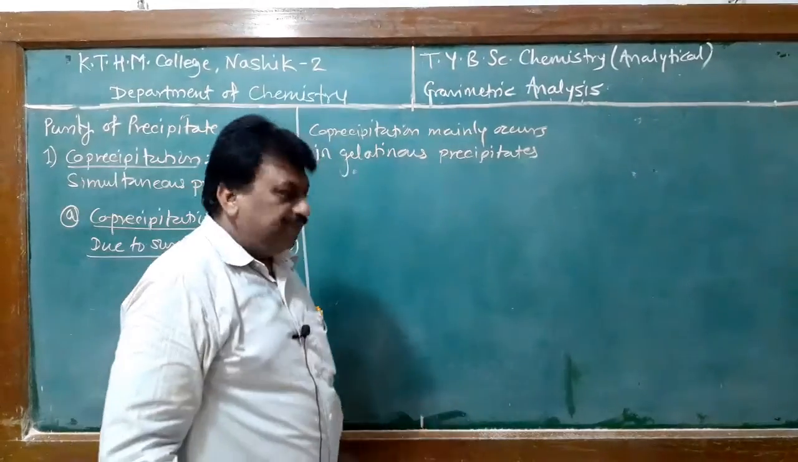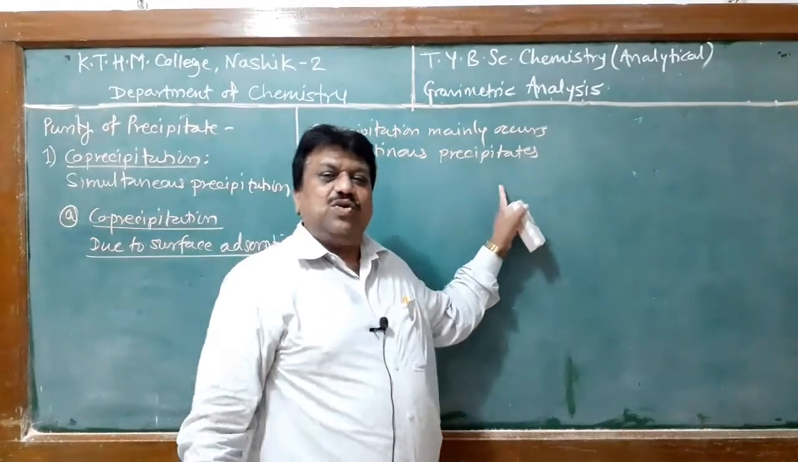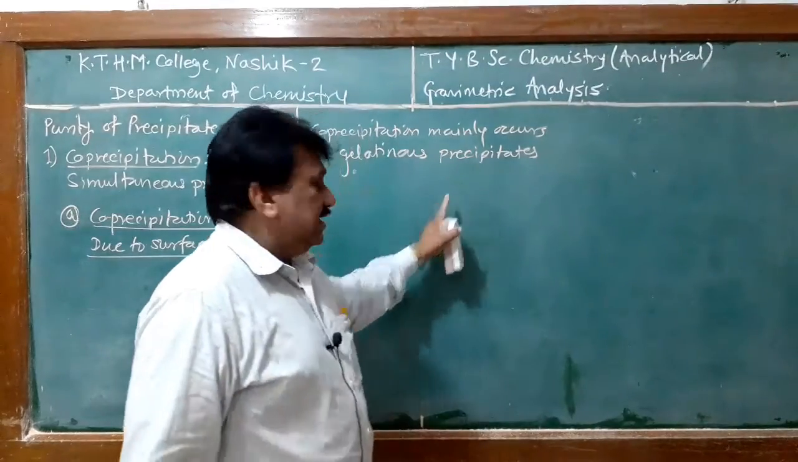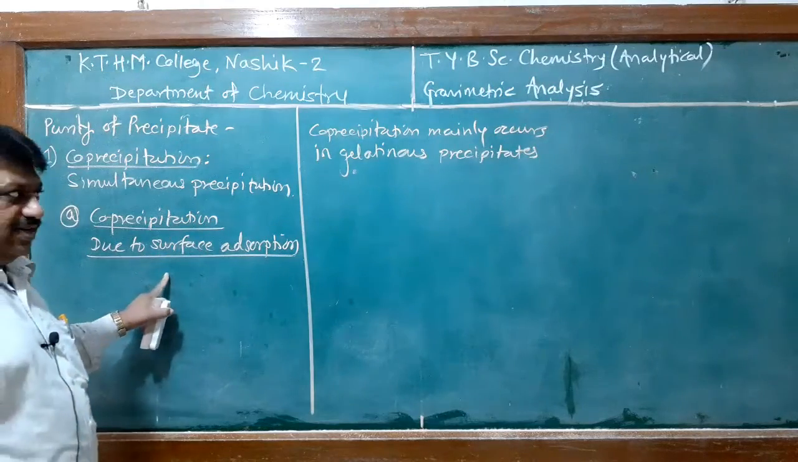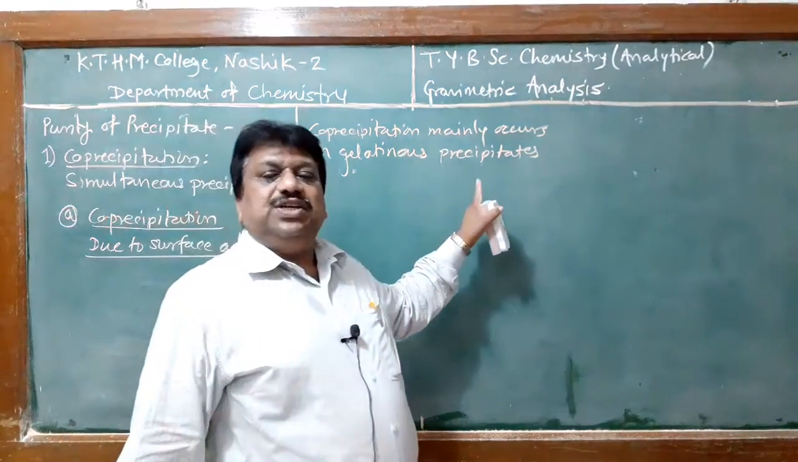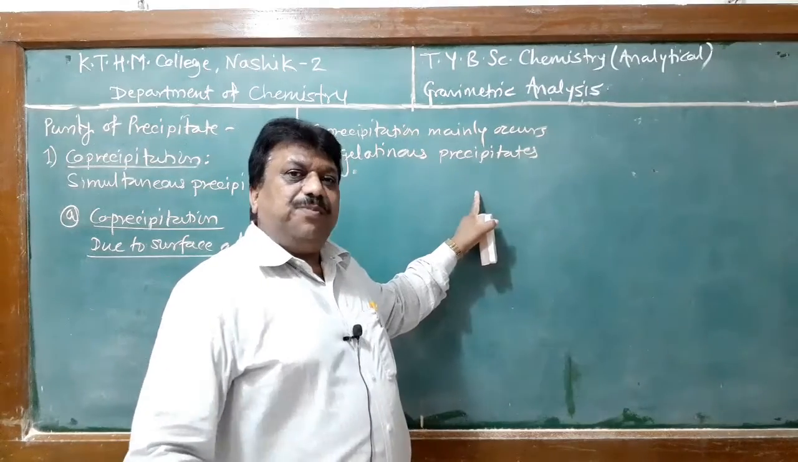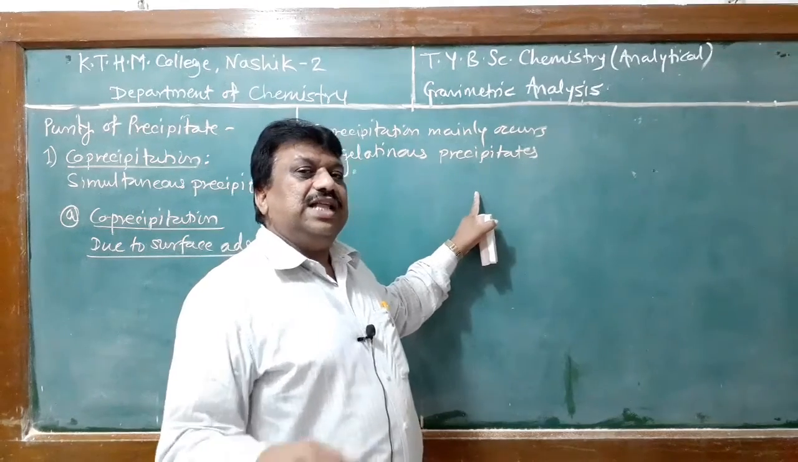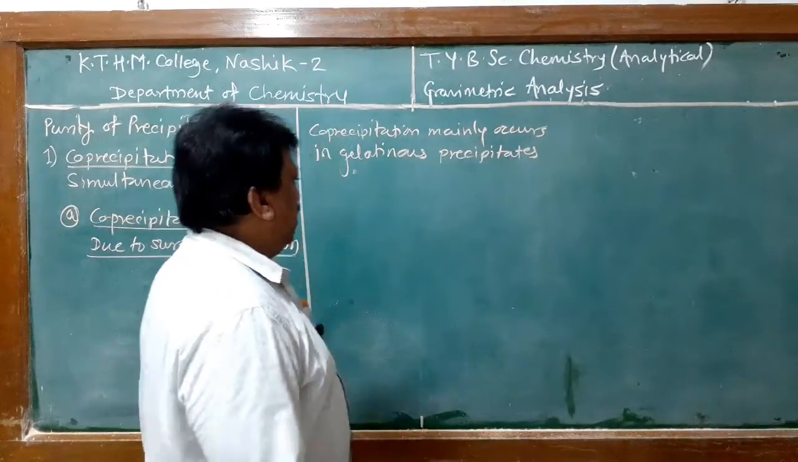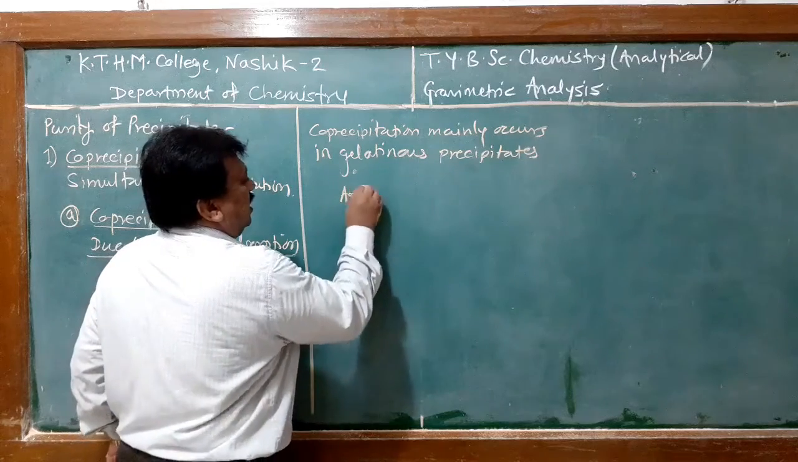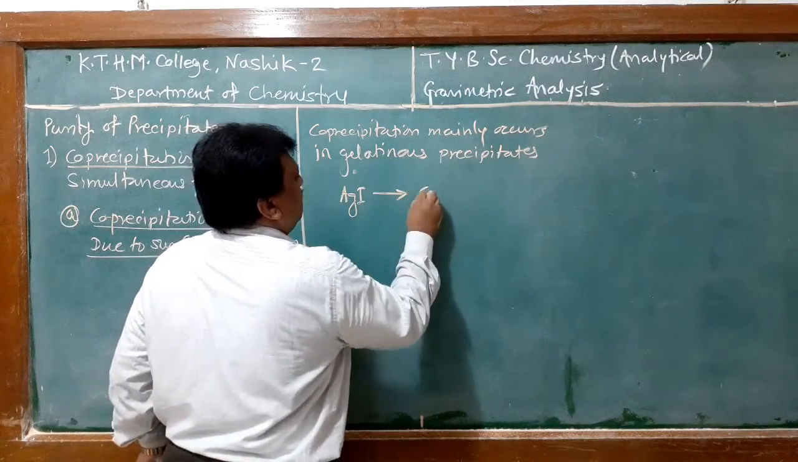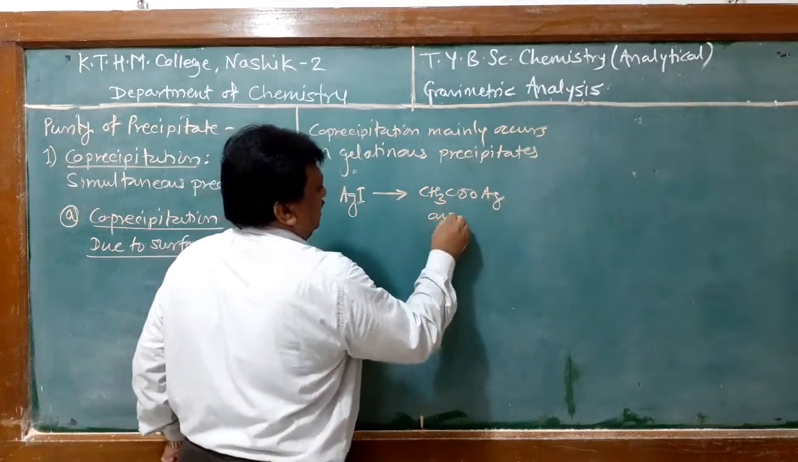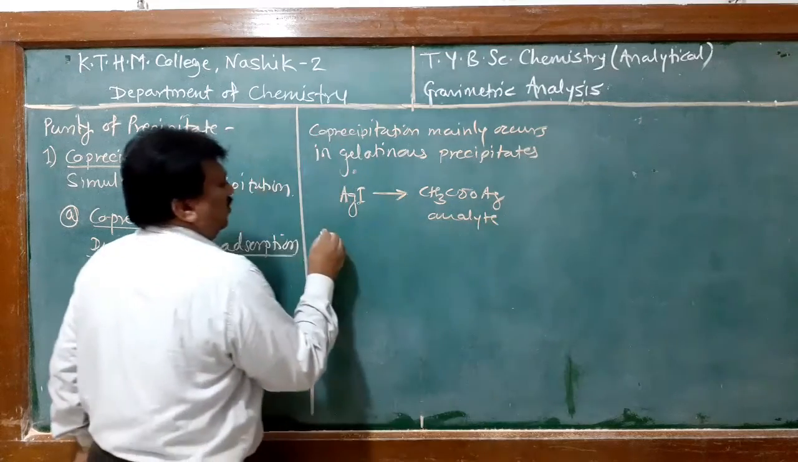Therefore, here a gelatinous precipitate can adsorb its own ion or a different ion on its surface, and that is called co-precipitation due to surface adsorption. Adsorbed impurities give the error in the gravimetric analysis. For example, silver iodide is strongly adsorbed over silver acetate, and here silver acetate is the analyte and silver iodide is the impurity.